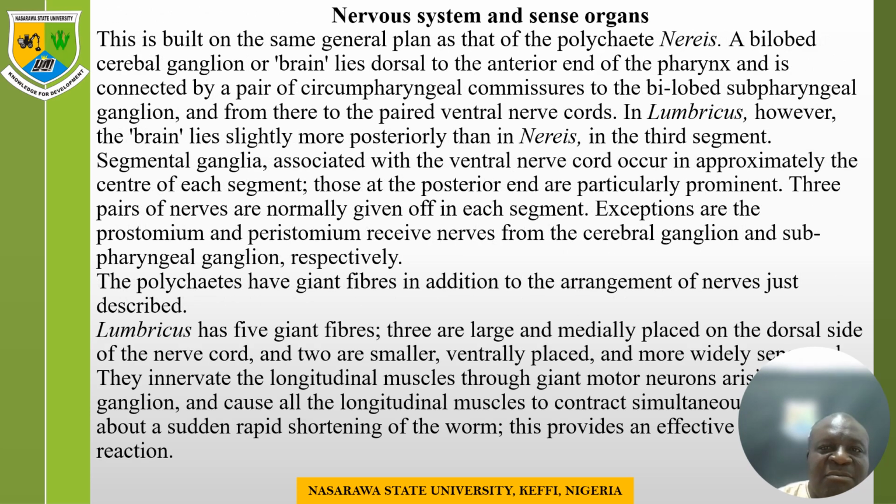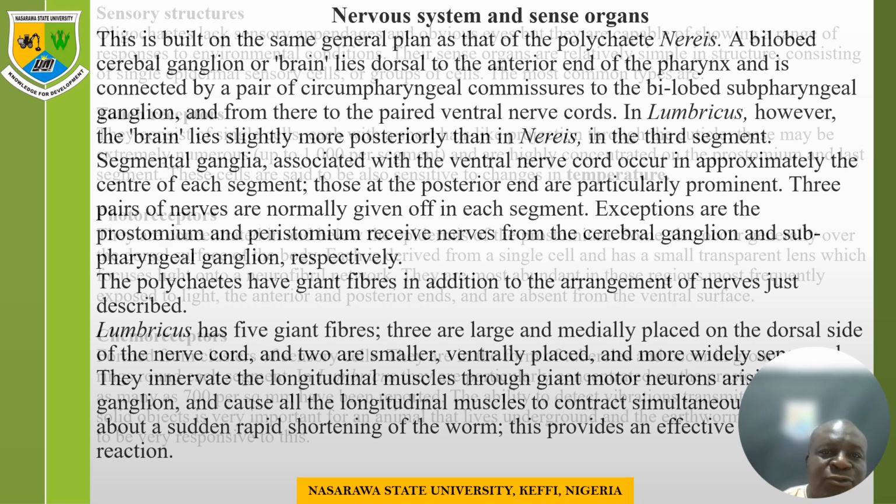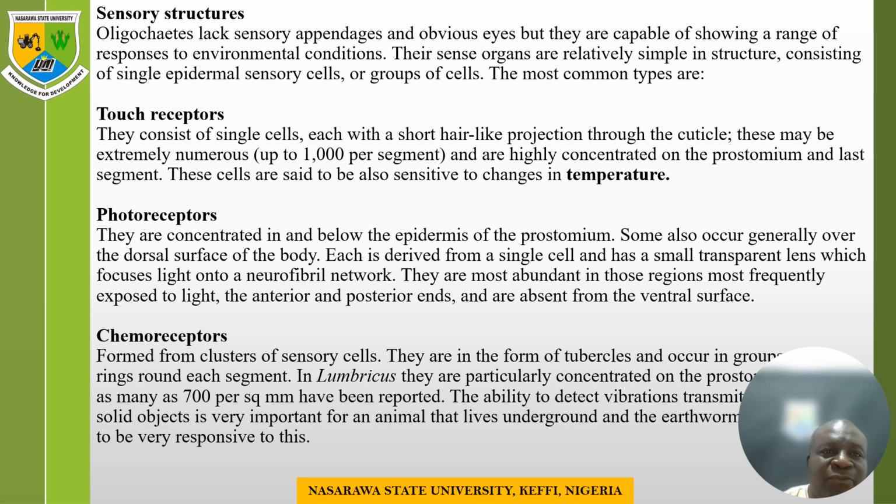We have the nervous system and the sense organs. They have a well-developed nervous system that enables them to trace their prey and their predators, so that they can run away from them. Lumbricus has 5 giant fibers. These three are large and medially placed on the dorsal side of the nerve cord. The 2 are smaller, ventral, and have the ability to detect any danger, so that it will warrant the organism to run away from the danger.